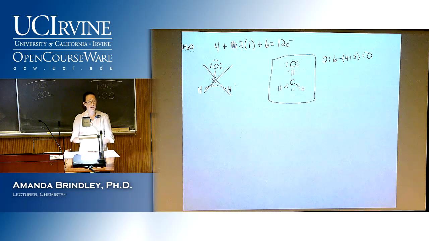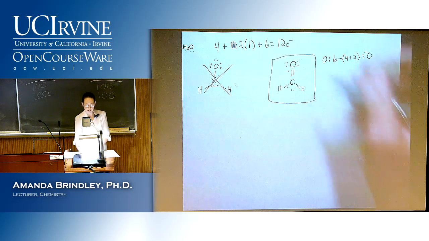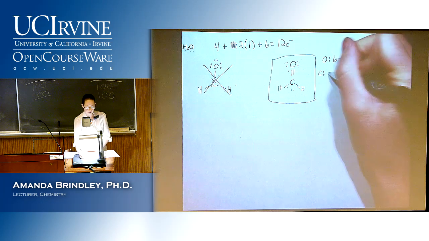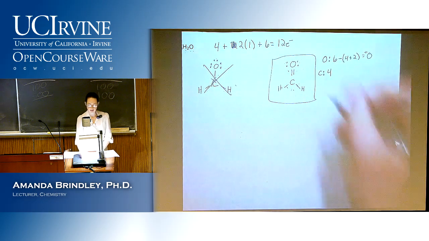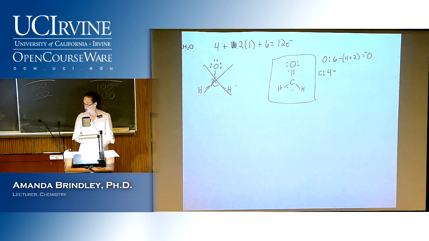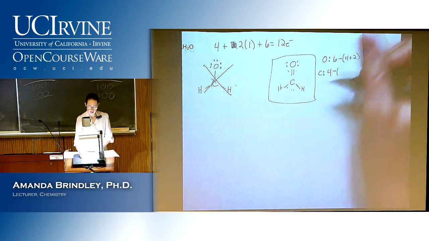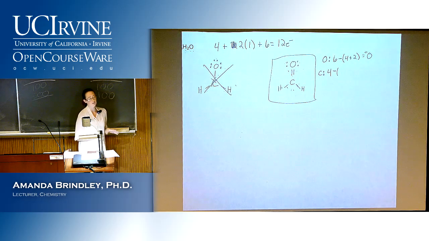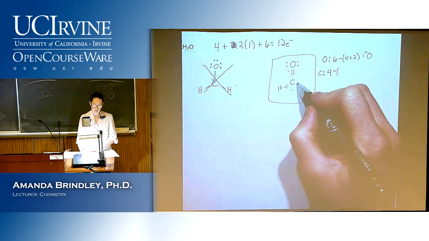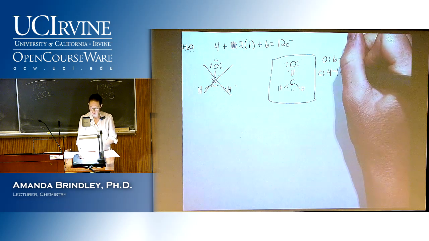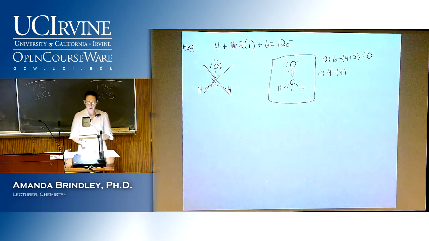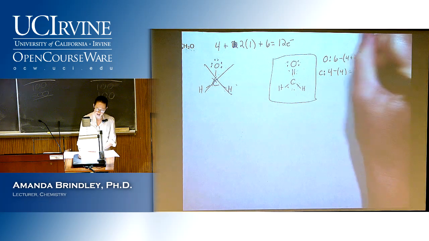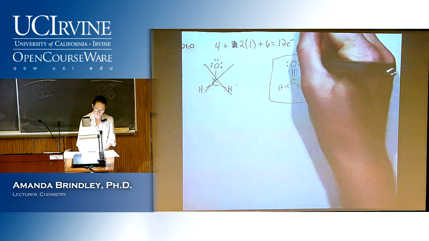Carbon, we go to the periodic table. How many valence electrons does it have? It has 4. So we subtract away anything. In this case, there are no lone pairs, so we don't have to count any of those. And it gets 1 from each bond. So 1, 2, 3, 4. So we have 4 electrons there. So its formal charge is 0.